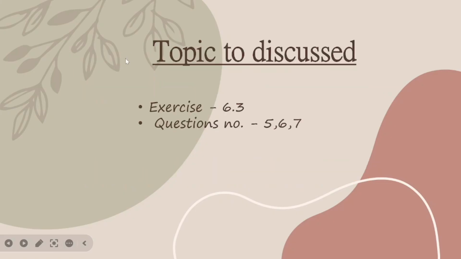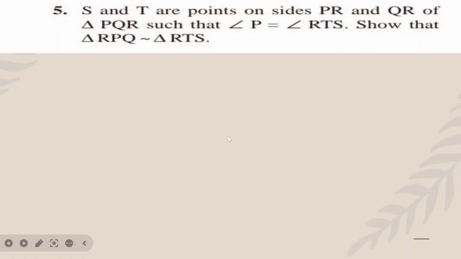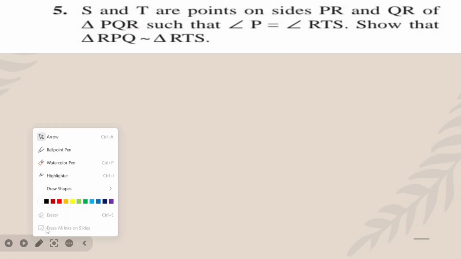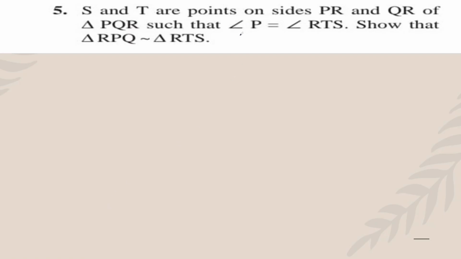So in this class we will discuss class 10 exercise 6.3 and question number 5, 6, 7 based on similarity. So first question is question number 5. S and T are points on the sides PR and QR of triangle PQR such that angle P equals angle RTS, so that triangle RPQ is similar to triangle RTS.